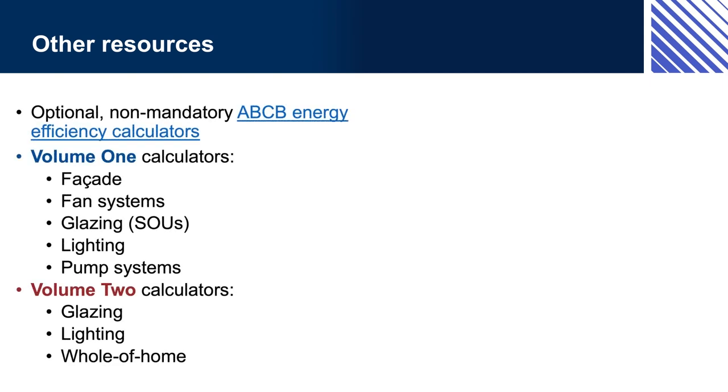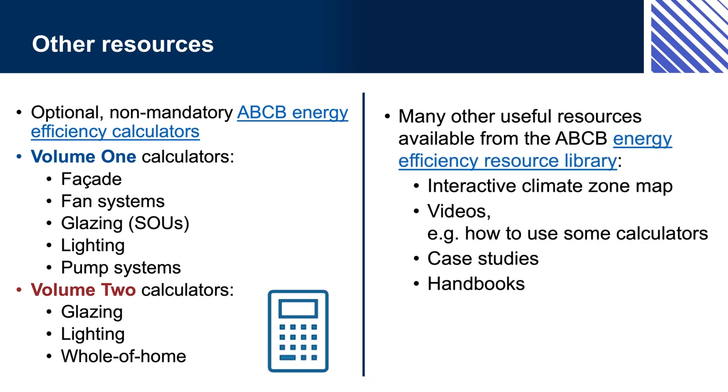Other resources available. ABCB has developed a range of calculators to assist practitioners to develop energy-efficient building solutions. Use of these calculators may be helpful, but it is not mandatory, i.e., you do not have to use them, and they are not compliance tools or verification methods. For example, you can use an ABCB glazing calculator to identify or test glazing combinations, but you should not use the results of the calculator as the sole evidence that the glazing chosen for a building is appropriate and meets the performance requirements. There are videos on how to use some calculators.